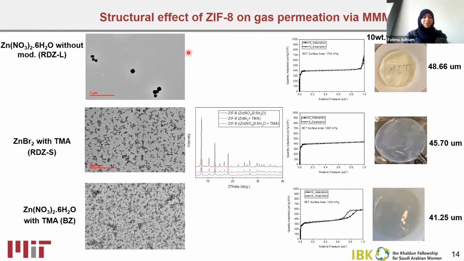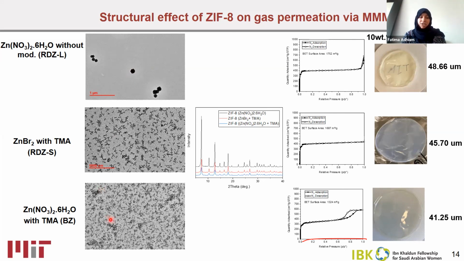In order to see the effect of particle size. Usually, without using any modulator, we get rhombic dodecahedral single crystals. In the case of zinc bromide, which is the least reactive zinc source, with triethylamine, which has the smaller pKa value, I also get single crystals of rhombic dodecahedral, but the crystals are smaller than those constructed from the material synthesized without the modulator.